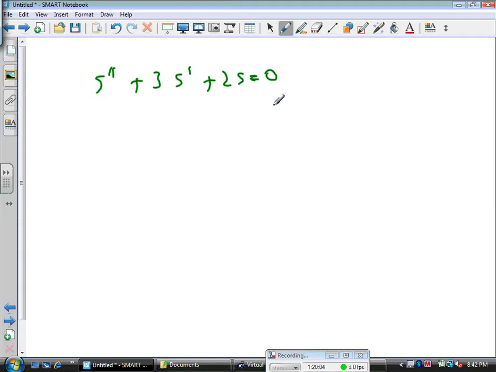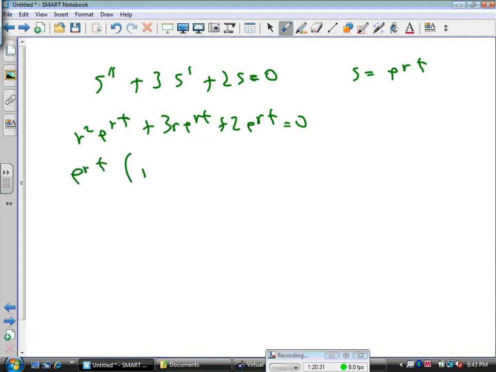What's the solution? Well, if we're saying that s is e to the RT, then s double prime, remember, is r squared e to the RT, right? Plus 3r e to the RT. I'm doing the same thing I did before. So there was a b here, plus 2e to the RT, right? There was a c here, big difference. The point is, you can factor out the e to the RT always, and you're left with this.